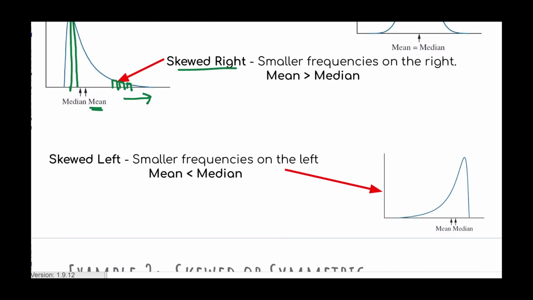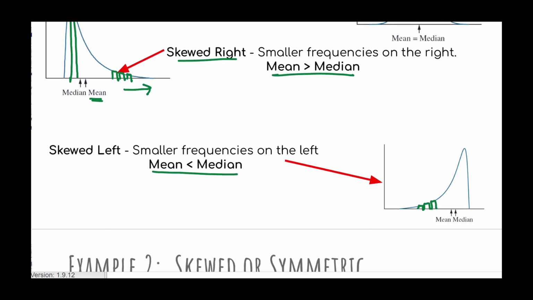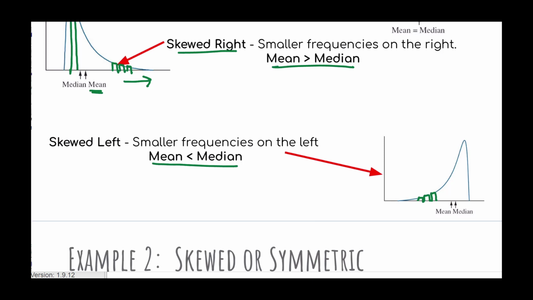And then skewed left is when the smaller bars are on the left-hand side. And so that would be where any outliers would fall. And those are pulling the mean down because they're lower. So it's affecting the mean and making the mean smaller. So in this case, the mean is less than the median. So when it's skewed right, the mean is more than the median, and when it's skewed left, the mean is less than the median. And those are definitely important characteristics to remember about the shapes of the histograms for your data sets.